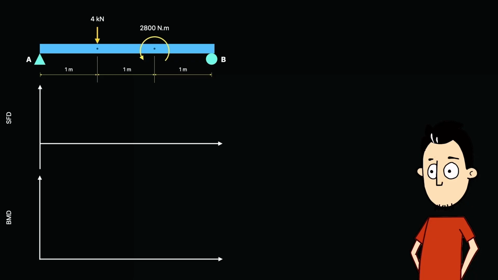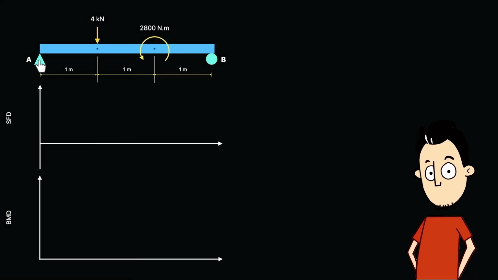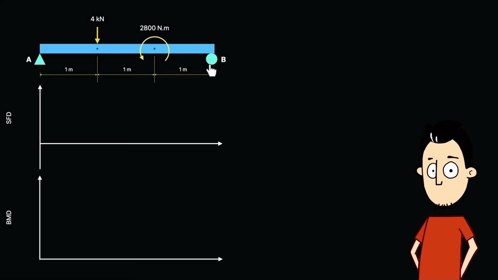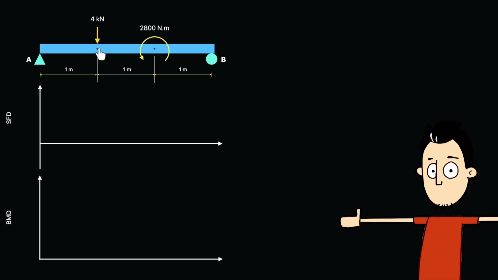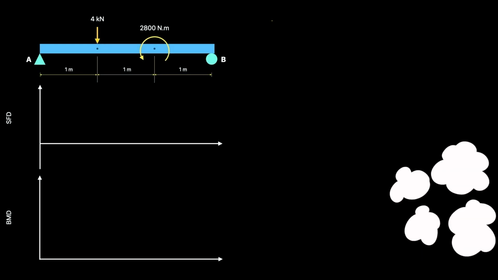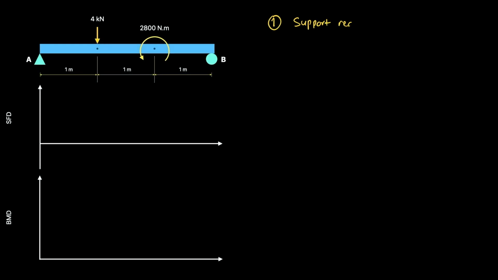So here's the strategy. First, we find the support reactions using overall equilibrium. Then we build the shear diagram, then the bending moment diagram, working segment by segment from left to right. Are you ready? Let's do it. Step 1, the support reactions.